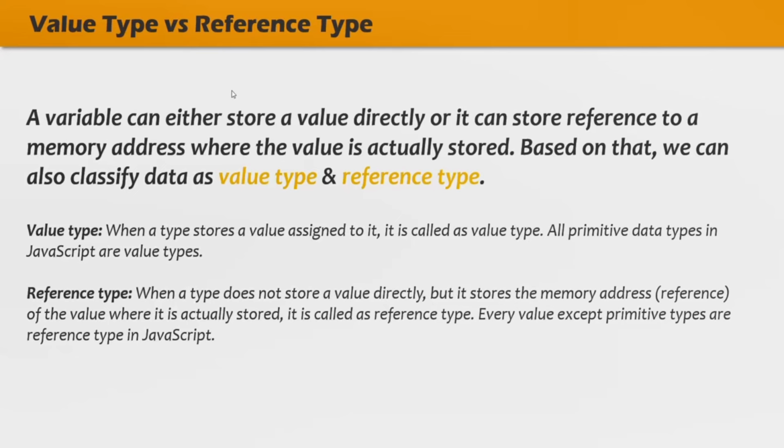Now, what is the difference between value type and reference type? Here we learned what is a value type. A value type stores a value assigned to it directly, but a reference type stores a reference to the memory address where the value is actually stored. We are going to understand this with some examples, but for now just understand that in case of a value type, the value is stored directly in a variable. But in case of a reference type, the variable does not store the value. It stores a reference, a memory address, to where the value is actually stored.